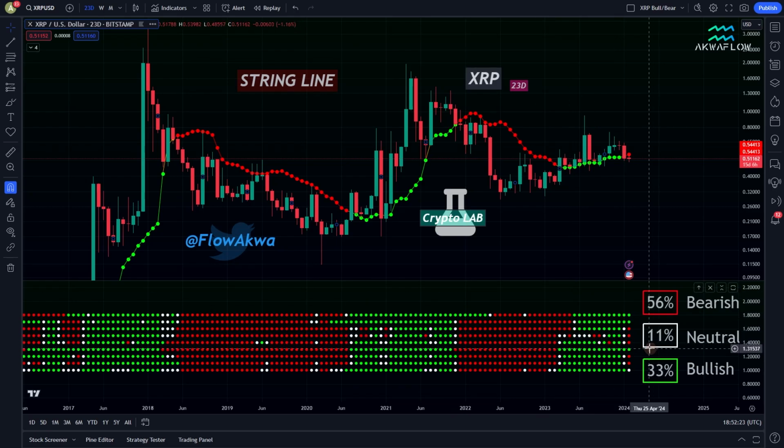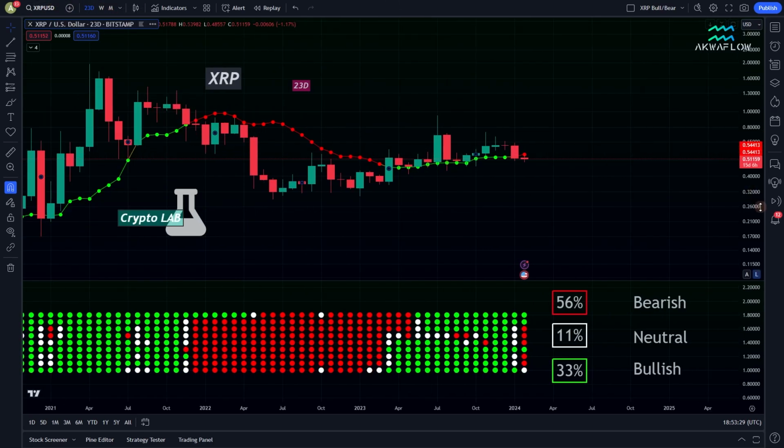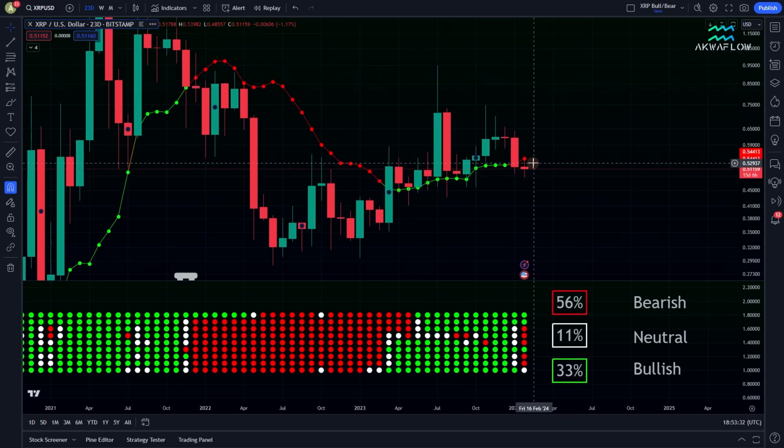And right now, I know it doesn't look good. Indeed, we have 5 red points over 9 points. So this is a lot. That's why we have more than 50% bearish signs. That said, this is not the final colors because I'm using the 23 days time frame, and on this time frame, the next candle will open the 16th of February. This means that until this date, we won't have the final colors of this chart.